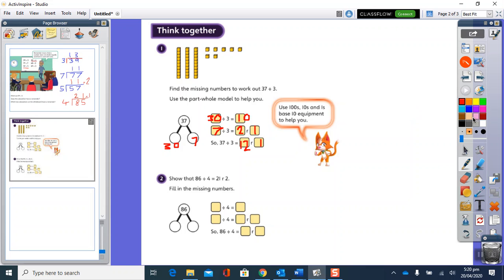Okay, now we have a look at this one here. 86 divided by 4 equals 21, remainder 2. Fill in the missing numbers. So looking at what I've just done here, I want you to have a go at doing 86. First, partition it. So use a part-whole model, split this up into its 2 bits. Do the first calculation, the second calculation with the remainder, and then add them together. Unpause me when you've got your answer and you're ready to continue.